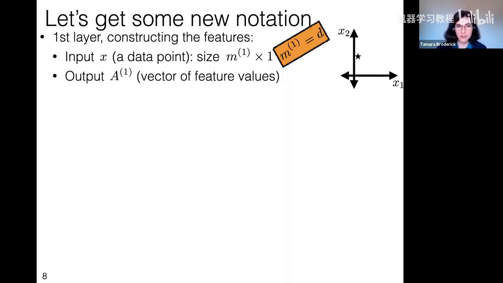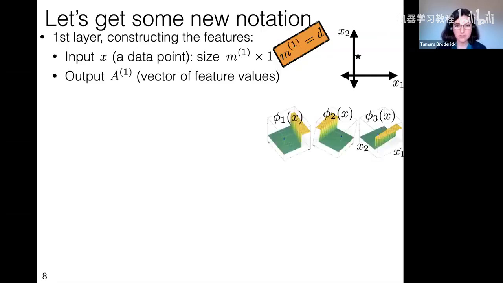Okay, now our output in this layer is going to be the feature values. So let's just go back to what we had on the previous slide, only in miniature. So these were our 3 features on the previous slide. They're each a function of x1 and x2, although I've only labeled those axes in the 3rd feature. But each one is a function of x1 and x2. And so what A1 is going to be is those features evaluated at x.